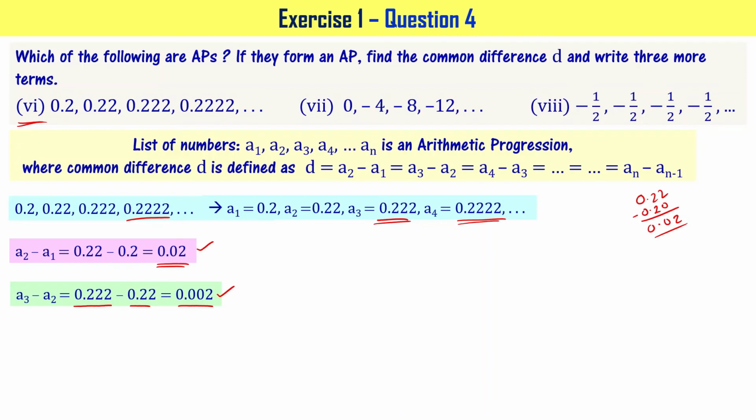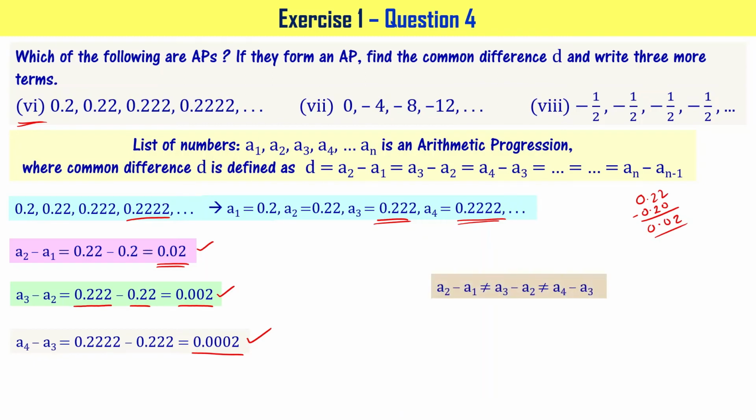But let's find even A4 minus A3 also. That is going to be 0.0002. So looking at all these, you can say that the difference between successive terms is not the same, right? That's why you can say that the given list of numbers is not an arithmetic progression. Got it? Let's see the next one.